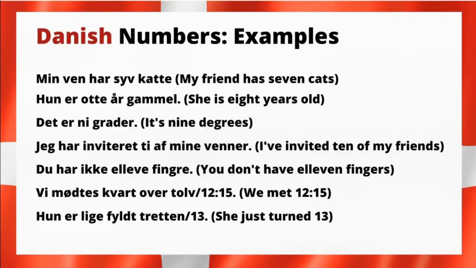Vi mødtes 12:15. We met 12:15. Notice here that I write both. Like I spell it, but I also write the digits. That's because usually when you hit like 12 or 13, you stop spelling the word. You just write the number. That's how we normally do it. And also when we tell the time, we write it like that. So 12:15, you could also say that.